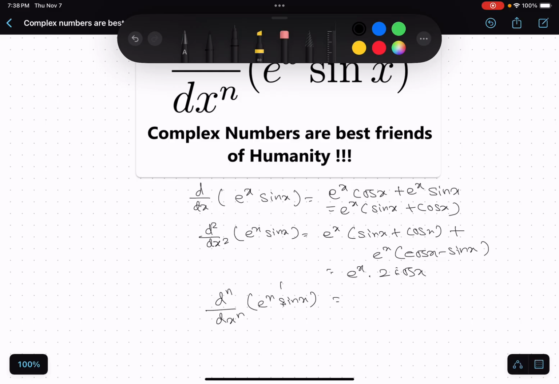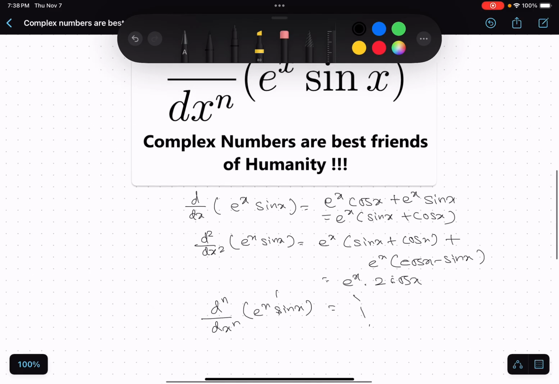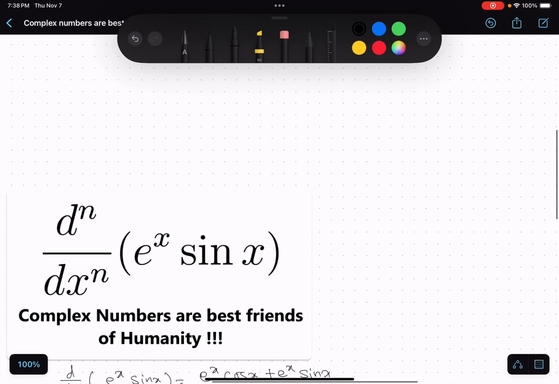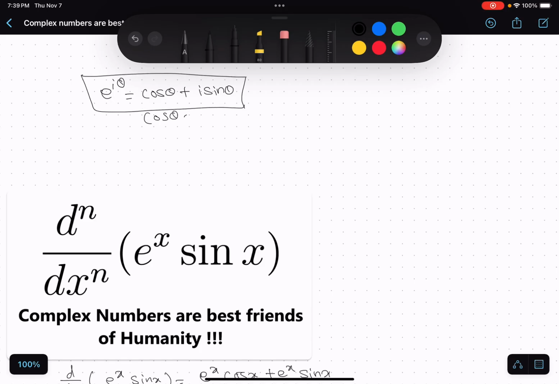be a hard thing. So what we will do is introduce complex numbers and make this a really easy problem. So let's see how. First of all, we know that e to the power i theta is Euler's formula, cos theta plus i sin theta, right? So from here we know that cos theta is just the real part of e to the power i theta, and sin theta is just the imaginary part of e to the power i theta, right? We will use these facts.